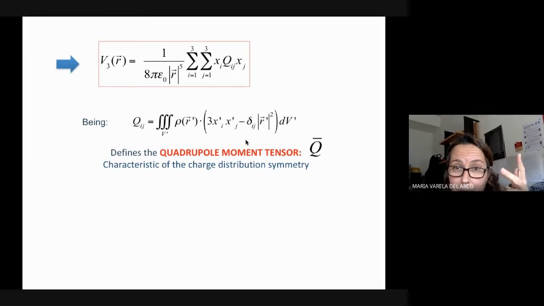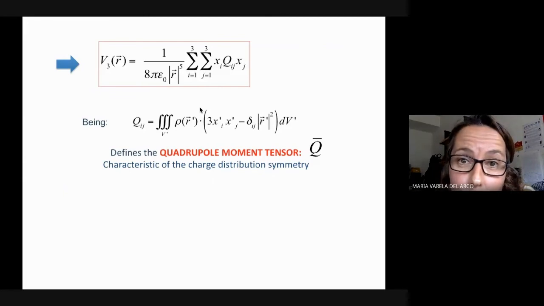This is a matrix, and we call this matrix a quadrupole tensor. A tensor is a multidimensional number. You have not seen tensors so far, I think, at least not most of you. But a two-dimensional tensor is a matrix. A zero-dimensional tensor is a scalar. Okay? So tensor is just a general way of calling mathematical objects that can be multidimensional.